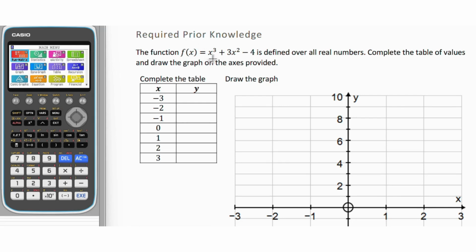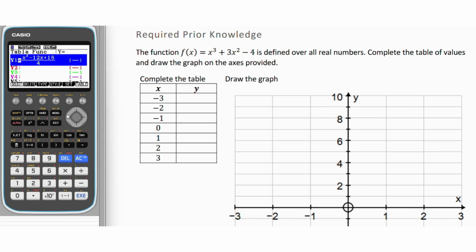Here we're given a function, f of x, defined over all real numbers. We're being asked to complete the table of values and draw the graph on the axes provided for this function. So we're going to do this using our CG50. We're going to input the data into the table first.